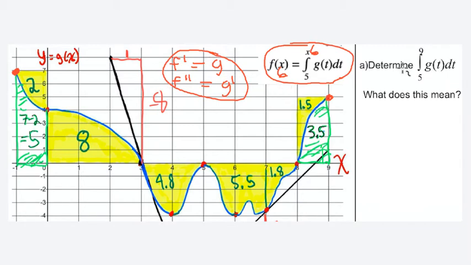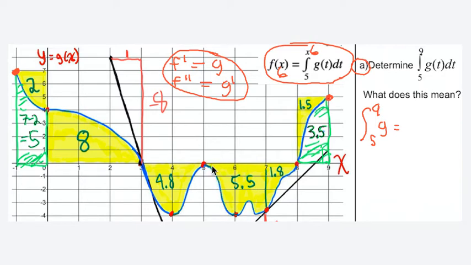Okay, so let's look at question A over here on the right side. It says determine the integral from 5 to 9 of g of t dt. Well, that means the area under the curve from 5 to 9. I'm just going to put g for short here because I don't have a lot of space. So I start at x equals 5, right here at the x-intercept, and then I move to the right all the way to 9, accumulating area as I go, because that's what it means.